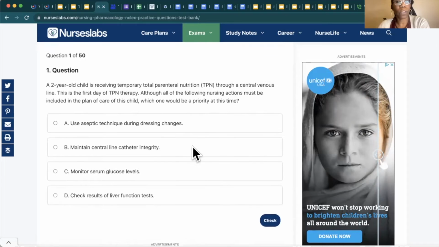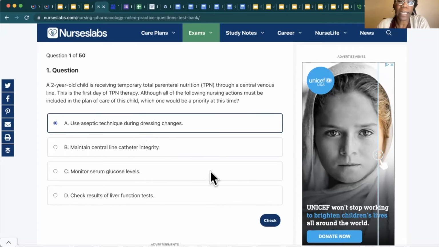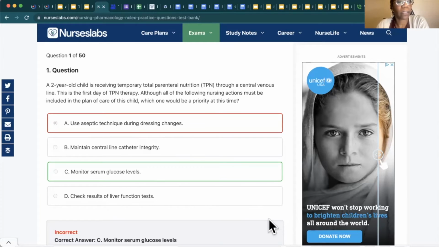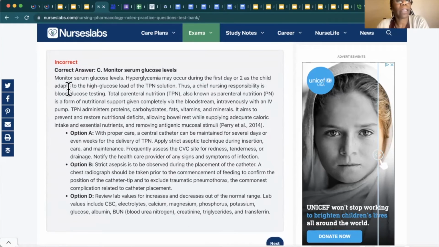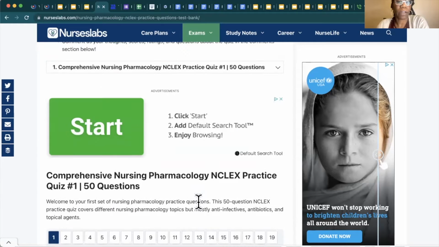You can explore the questions one by one, instead of having the questions all given to you in one grouping, where you're only able to look at the rationale after you've completed all the questions. With this, you can look at a question, make a selection, and then immediately check to see if you scored it correctly. Then you can look at the rationale. Nurses Labs has some pretty thorough rationale, so I think that's very helpful as well.